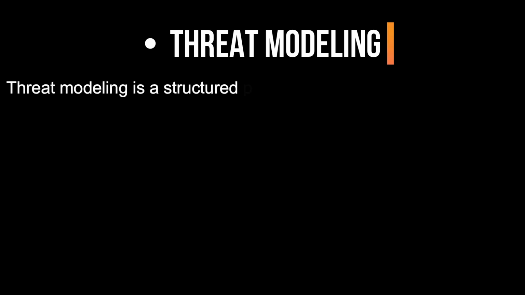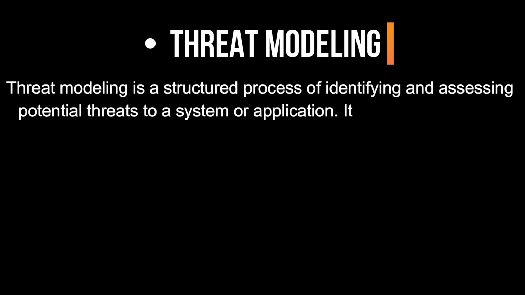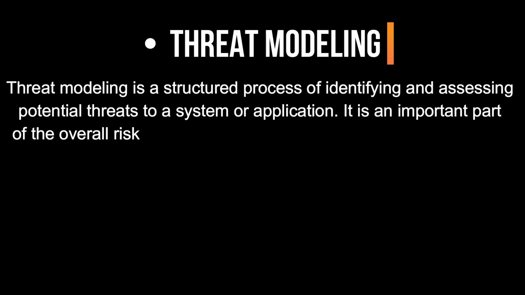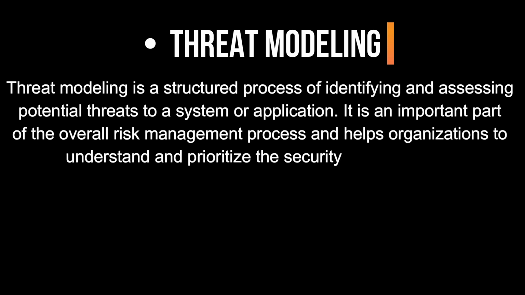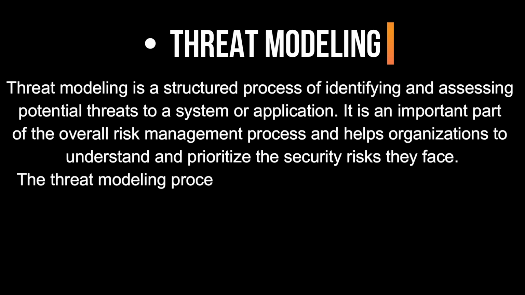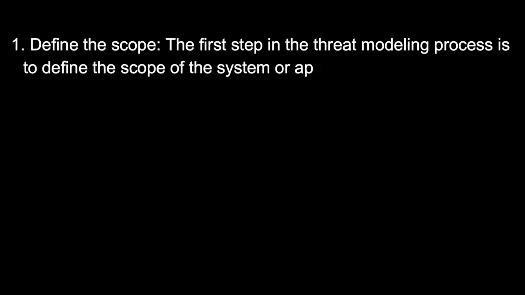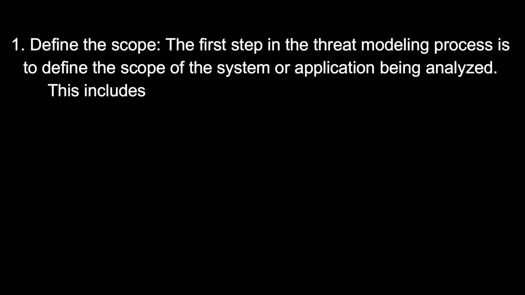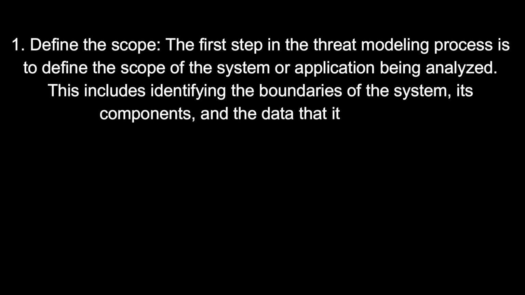Threat modeling. Threat modeling is a structured process of identifying and assessing potential threats to a system or application. It is an important part of the overall risk management process and helps organizations to understand and prioritize the security risks they face. The threat modeling process typically involves the following steps. 1. Define the scope. The first step in the threat modeling process is to define the scope of the system or application being analyzed. This includes identifying the boundaries of the system, its components, and the data that it processes.